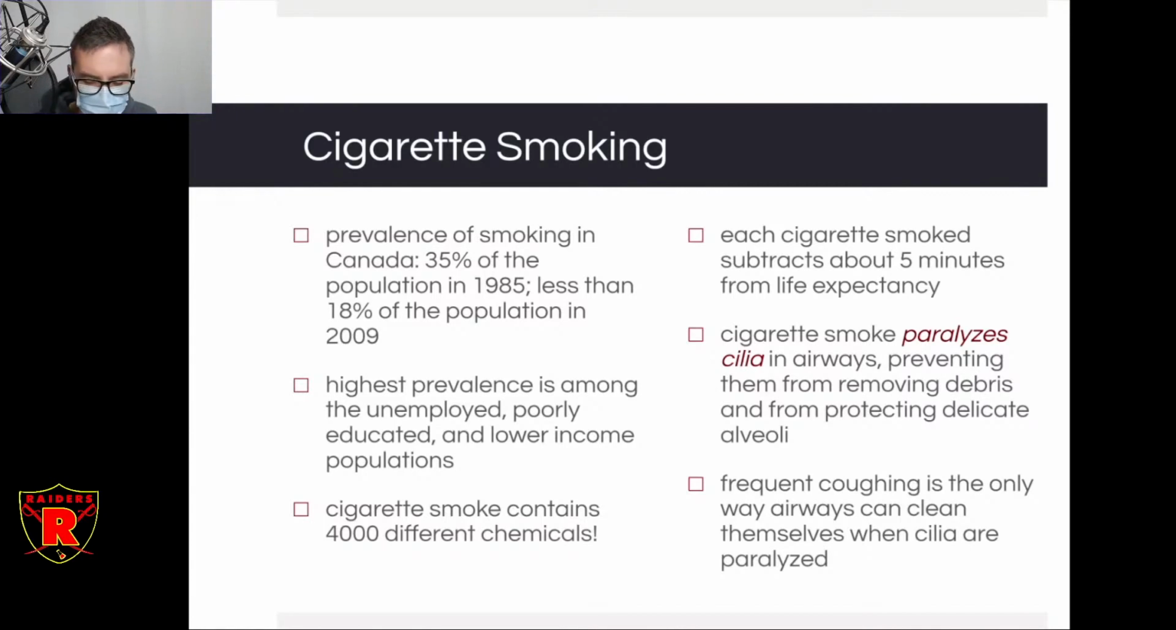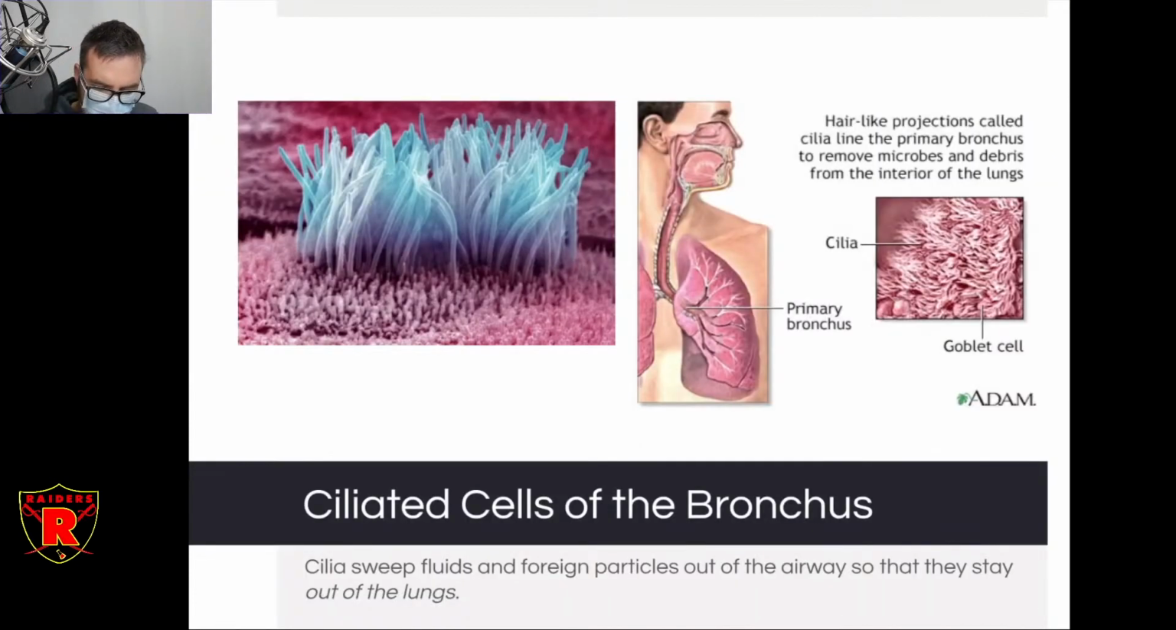I mentioned already this idea of smoking paralyzing the cilia and the ciliated epithelium, which makes it obviously more prone to lung infections. There's a cool picture of the ciliated epithelium from an electron microscope, so you can see those little hairs in a little bit more detail. Really cool.